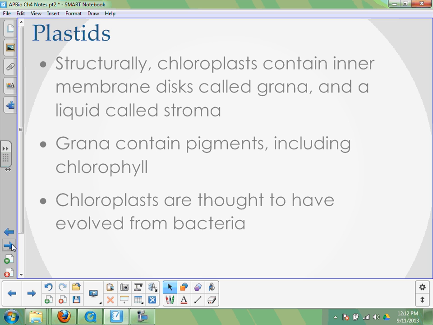And just like mitochondria, there's a lot of indication that perhaps chloroplasts also evolved from bacteria. Again, they look like them. They act almost like they have their own functioning, and they have their own DNA, just like the mitochondria do, separate from the nuclear DNA.